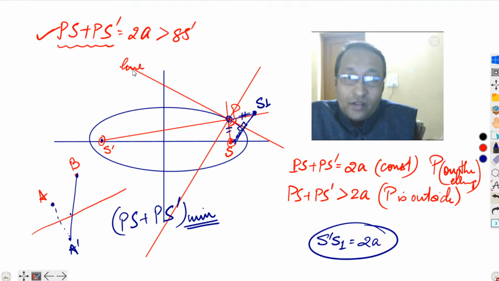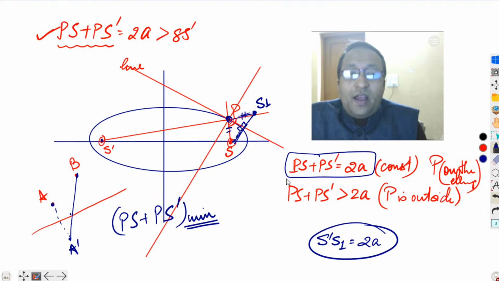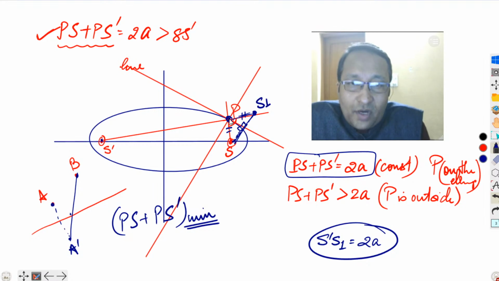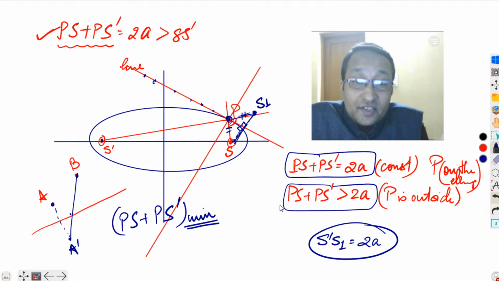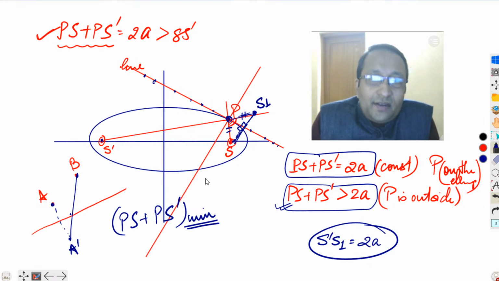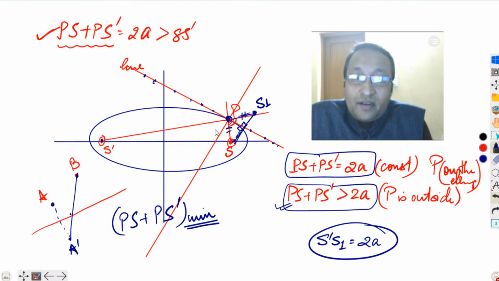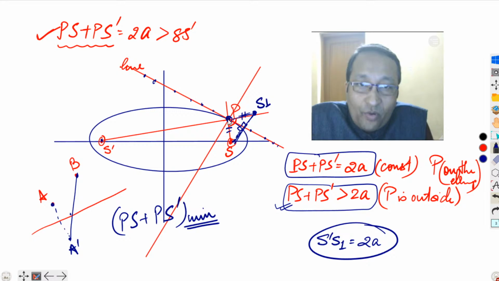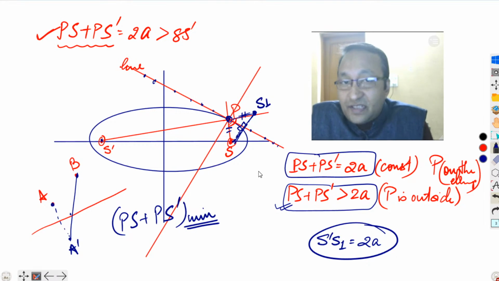Because on the tangent, only P is a point where PS plus PS dash is constant, that is 2A, because that is the only point common to the ellipse as well as the tangent. Apart from this, for every point P on the line, PS plus PS dash is bigger than 2A, because all those points are outside the ellipse. Now, considering this logic, when the mirror image joins with this line at a point, the line itself is basically the tangent.